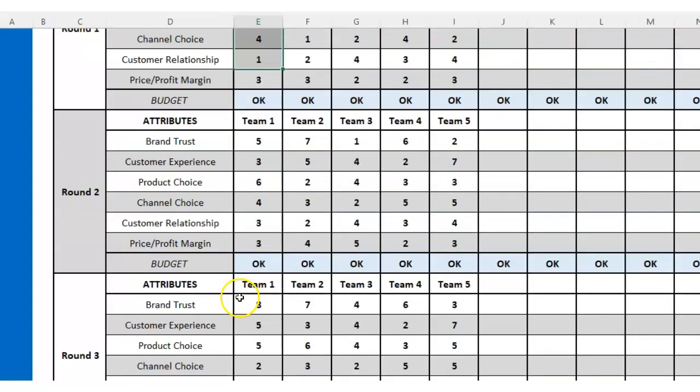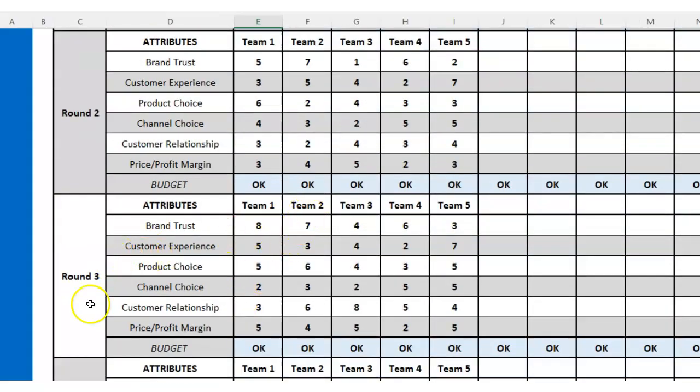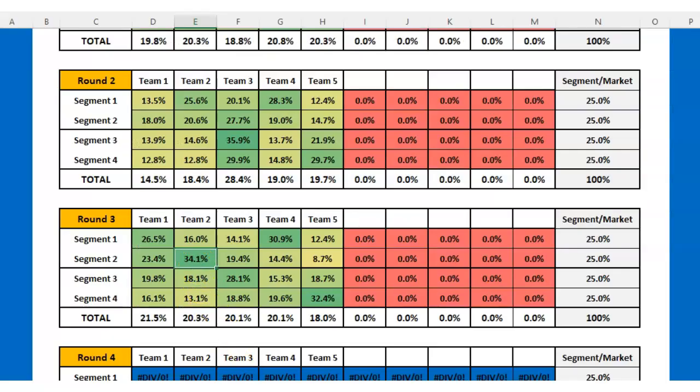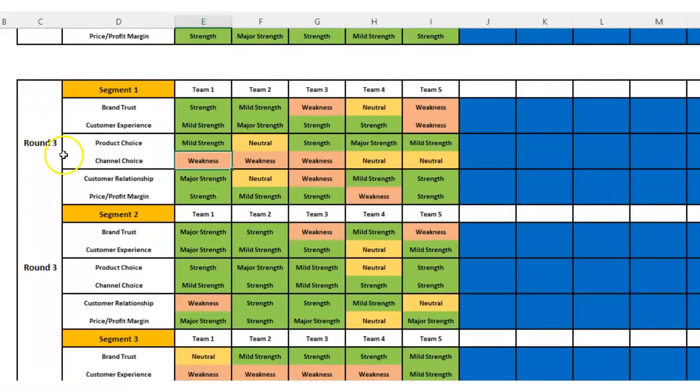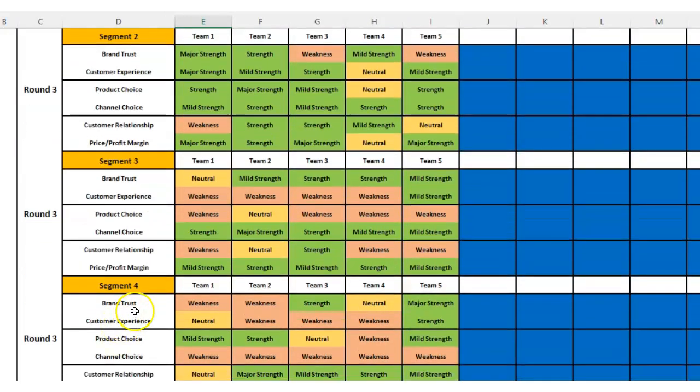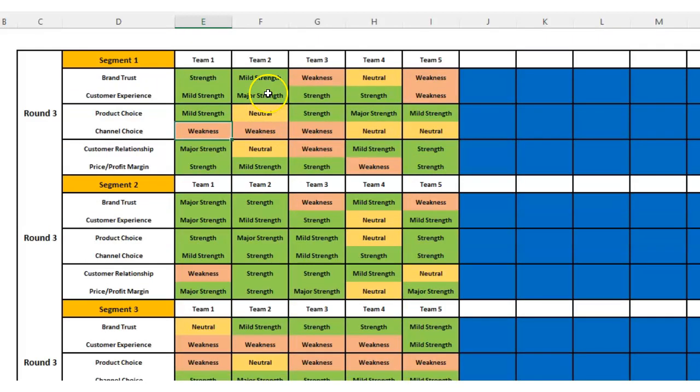So Team 2 enters in round 3. Team 2 in round 3, that's their design, their offering. So this appears to be quite good for segment 2. So that's going to help us. And the other thing is what's called how well do we fit the needs. And I've already set this at round 3. So we're going to hit each segment. Okay, and it's going to show you major strengths, mild strengths, neutral, and weakness. So obviously a major strength is the best.